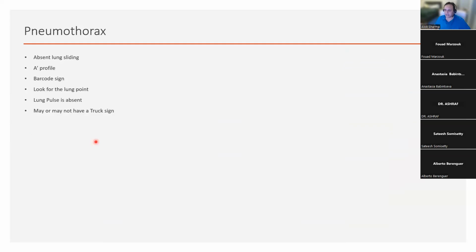So in summary, for the diagnosis of a pneumothorax, what is absolutely essential is that there is no lung sliding, that you have an A' profile, that you demonstrate a barcode sign on M mode, and that you then look for a lung point. Naturally, because you have air between the visceral and parietal layers of the pleura, you're not going to get any transmitted impulse. You may or may not have a truck sign or a mirror image artifact.